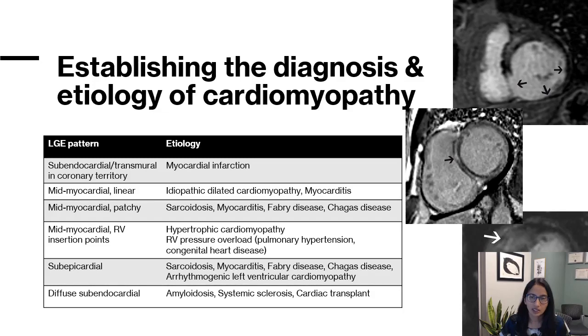Mid-myocardial or linear LGE, as seen in the second example, can be seen in entities like idiopathic dilated cardiomyopathy and myocarditis. Mid-myocardial patchy LGE at the RV insertion points can be seen with hypertrophic cardiomyopathy, such as in this last example. Multiple other LGE patterns and etiologies are described in this table.